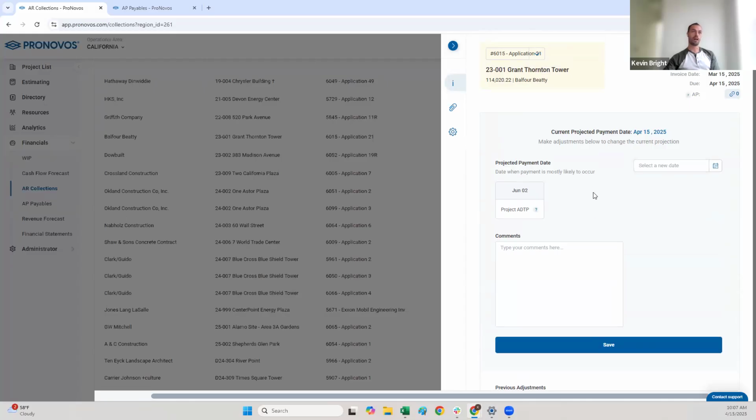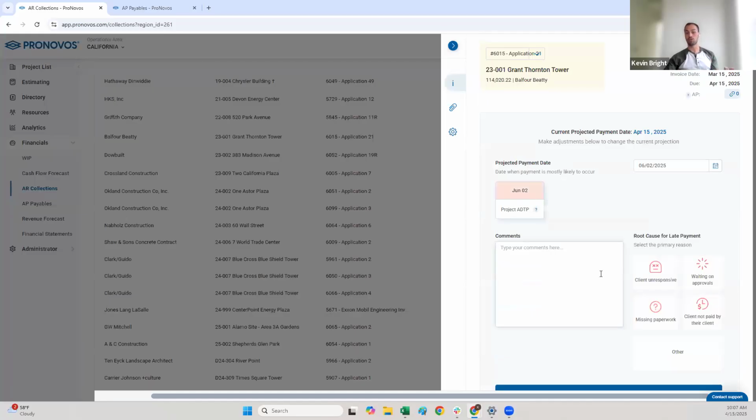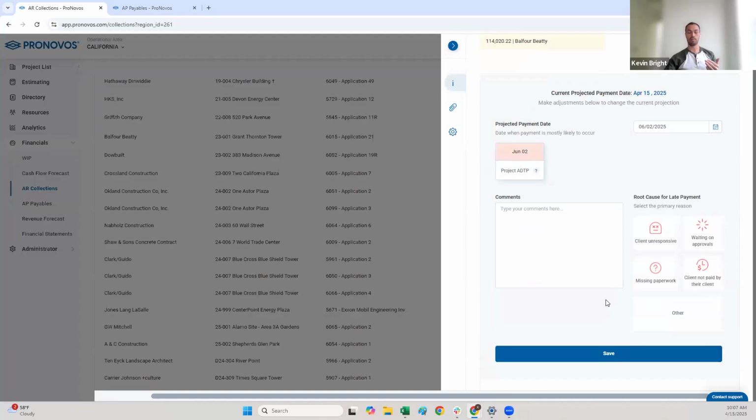So what I can do here up at the top, rather than just entering a projected payment date, I can select this, which basically tells me, hey, rather than you trying to predict when the client is going to pay, just use their historical record and say, okay, based on their history on this project, 78 days out from that invoice date is going to be June 2nd. So that's what I'm going to use for my new projected payment date.